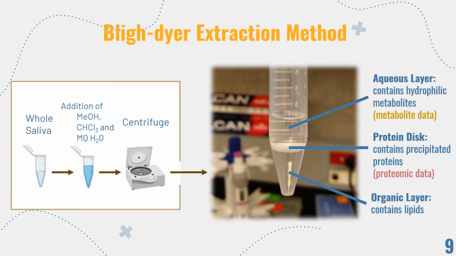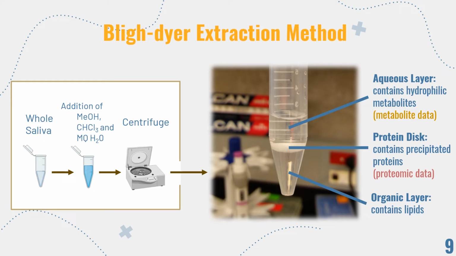One method we used was the Bligh and Dyer extraction method, which is derived from the common Folch method used to separate lipids. To oversimplify, first whole saliva is aliquoted into Eppendorf tubes, then a combination of methanol, chloroform, and Milli-Q water are added, and finally the samples are centrifuged. This process results in the formation of three distinct layers. The top layer, called the aqueous layer, contains hydrophilic metabolites. This will be used for our metabolite data.